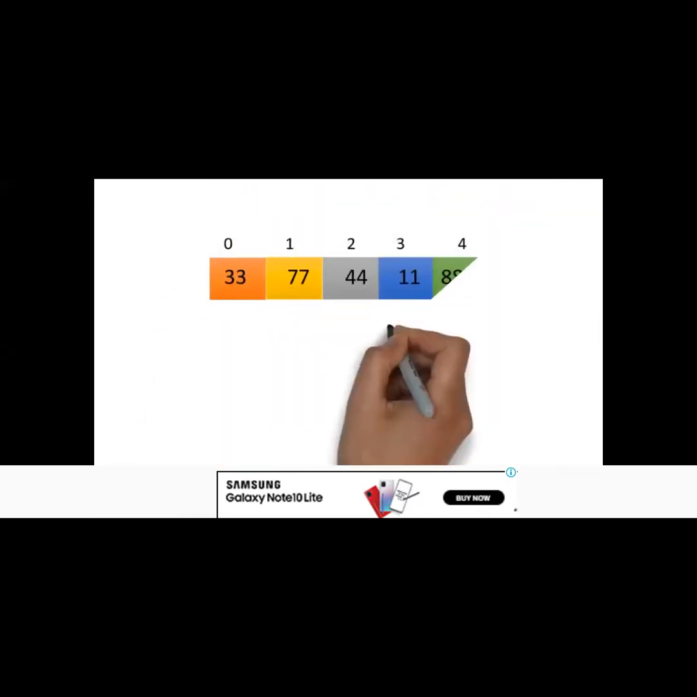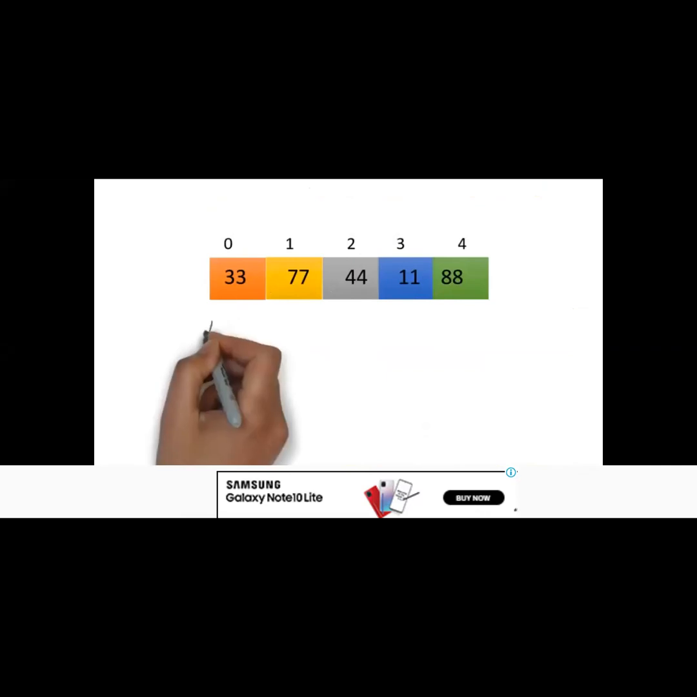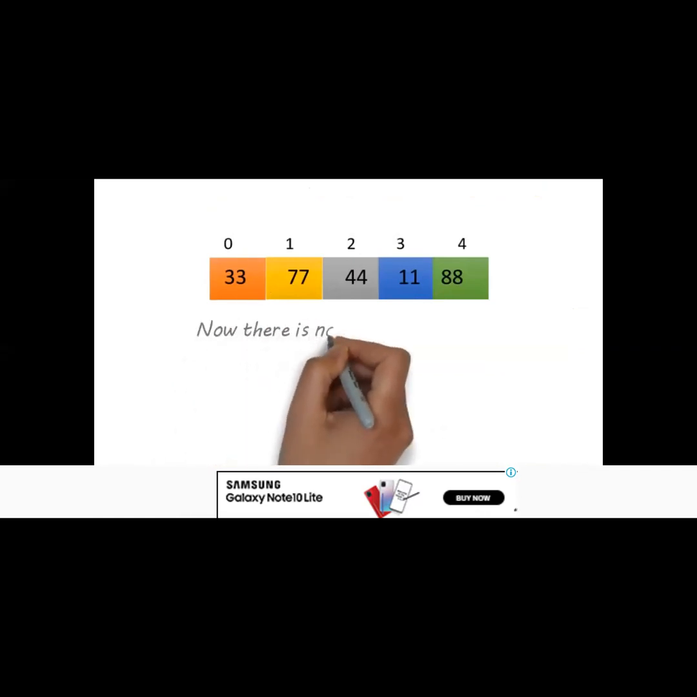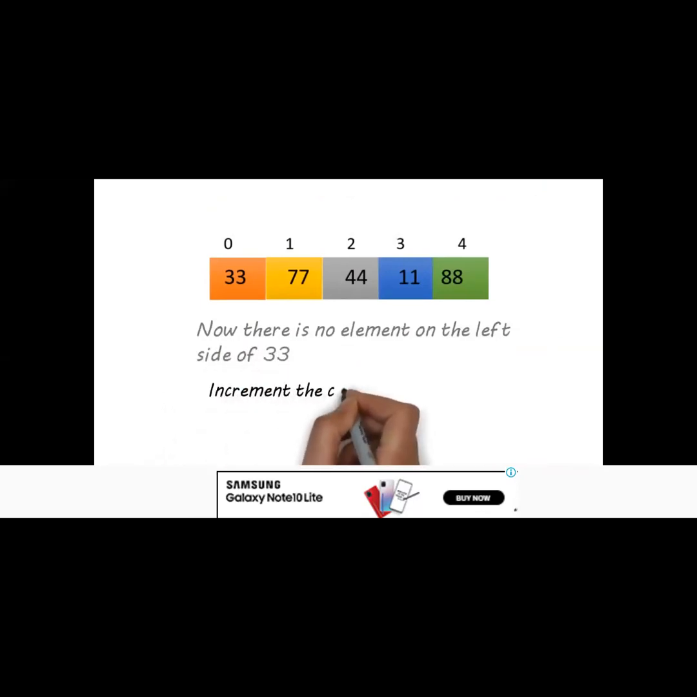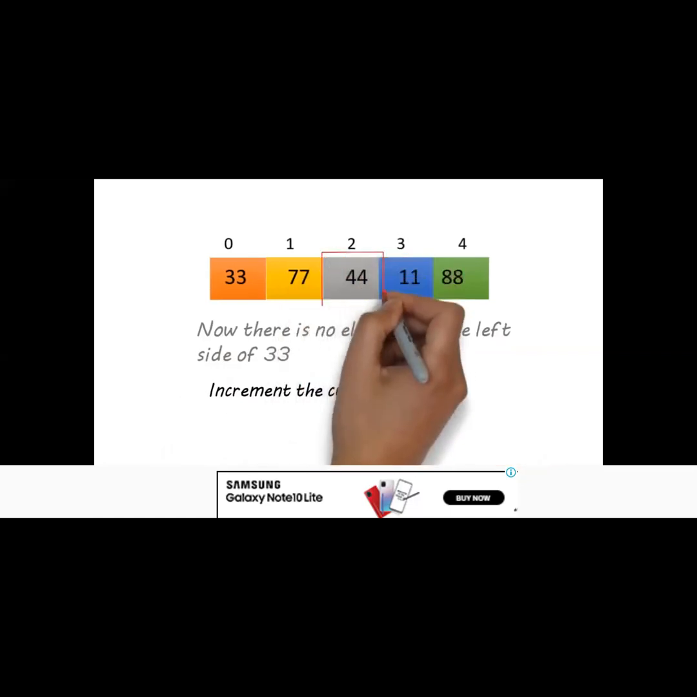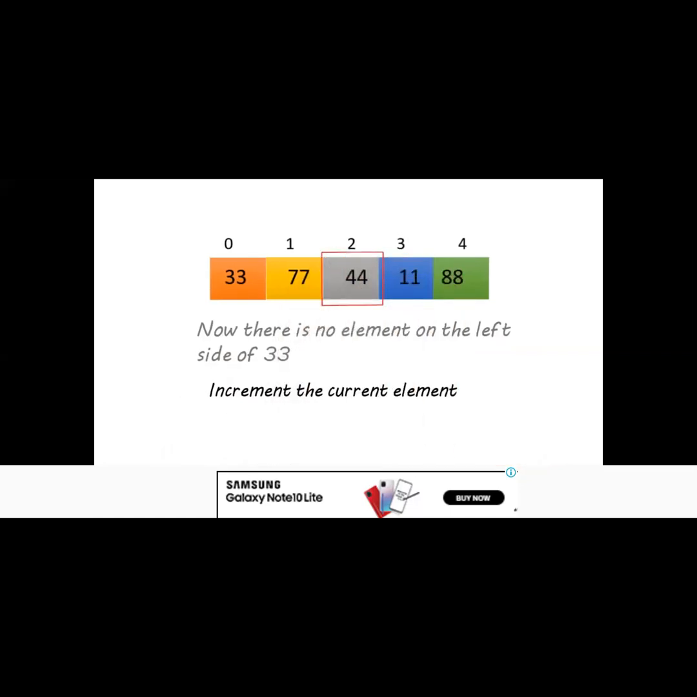Now you can see the new list. 33 will become the first position. 77 goes to the second position, that is index 1. Please listen to this video, you can clearly understand. Now 77 is also checked. Then we will go to the third element. The third element means 44. Then it has to be checked with 77.